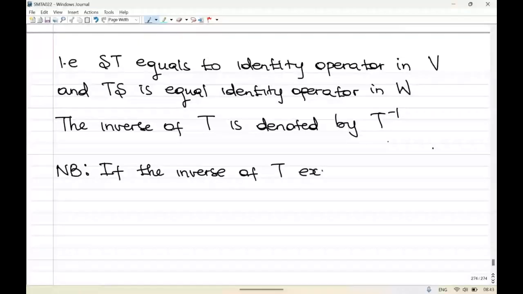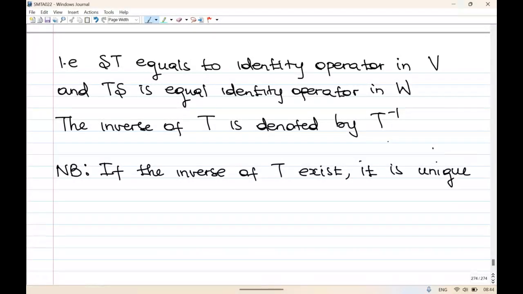The inverse of T exists. It is unique. You still remember the time when you were doing the unique one solution, something like that. You know that, colleagues. So let's take this example. I guess it's the last example. Colleagues, are you ready?